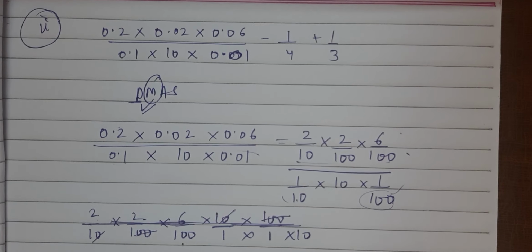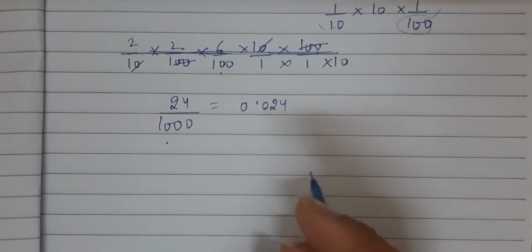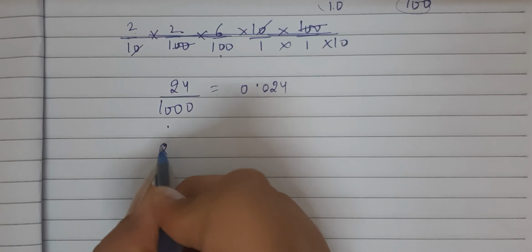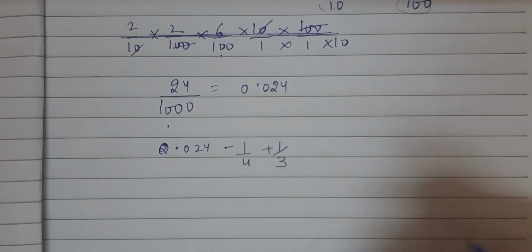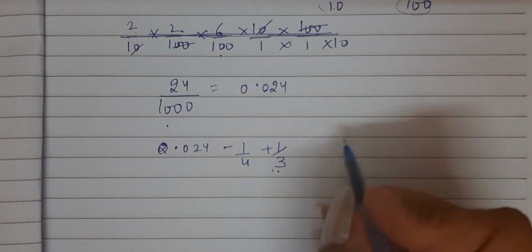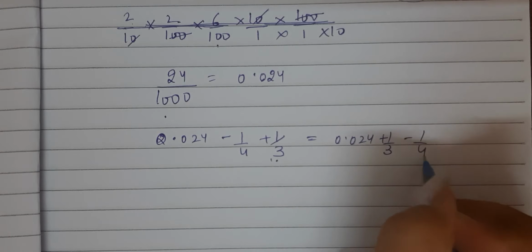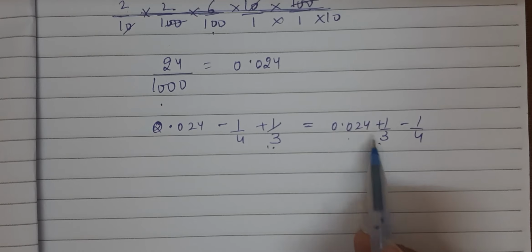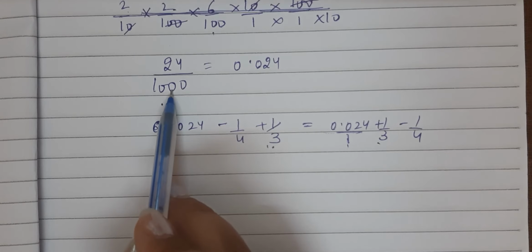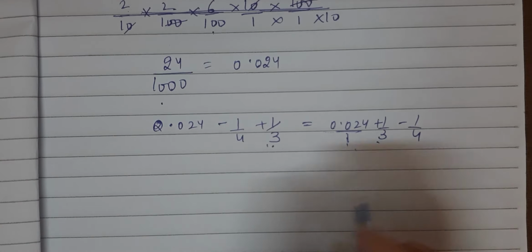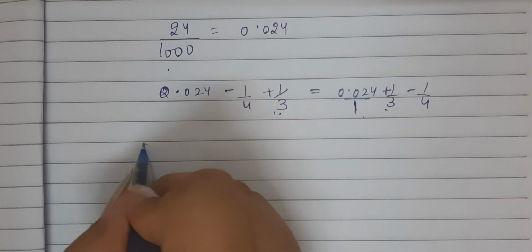Now minus 1 by 4 plus 1 by 3. So the term with it is 0.024 minus 1 by 4 plus 1 by 3. First of all, I will do the addition part. So I can rearrange and write 0.024 plus 1 by 3 minus 1 by 4. I will take the LCM here. It is 1. I can also take it with 1000, but better to solve it with decimal form. Now the LCM will be 3, of course.